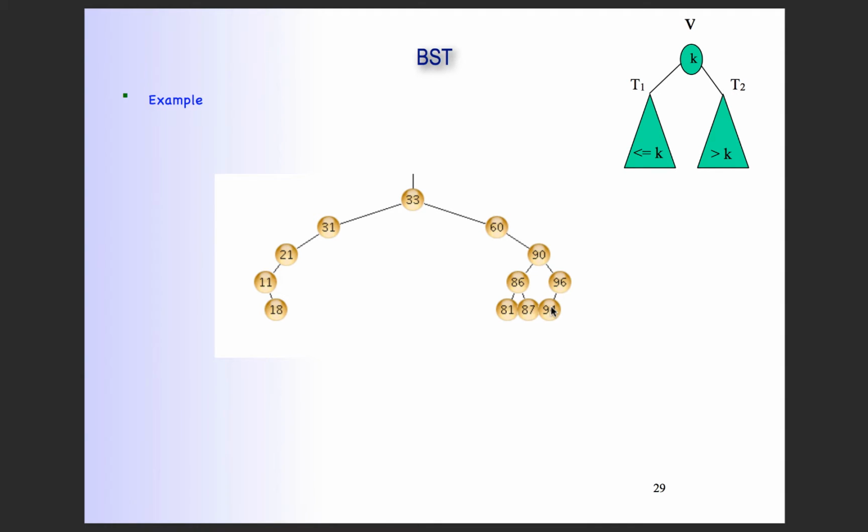That means each node satisfies the binary search tree conditions. So if all nodes satisfy the binary search tree conditions, then you can say that the whole tree is a binary search tree.